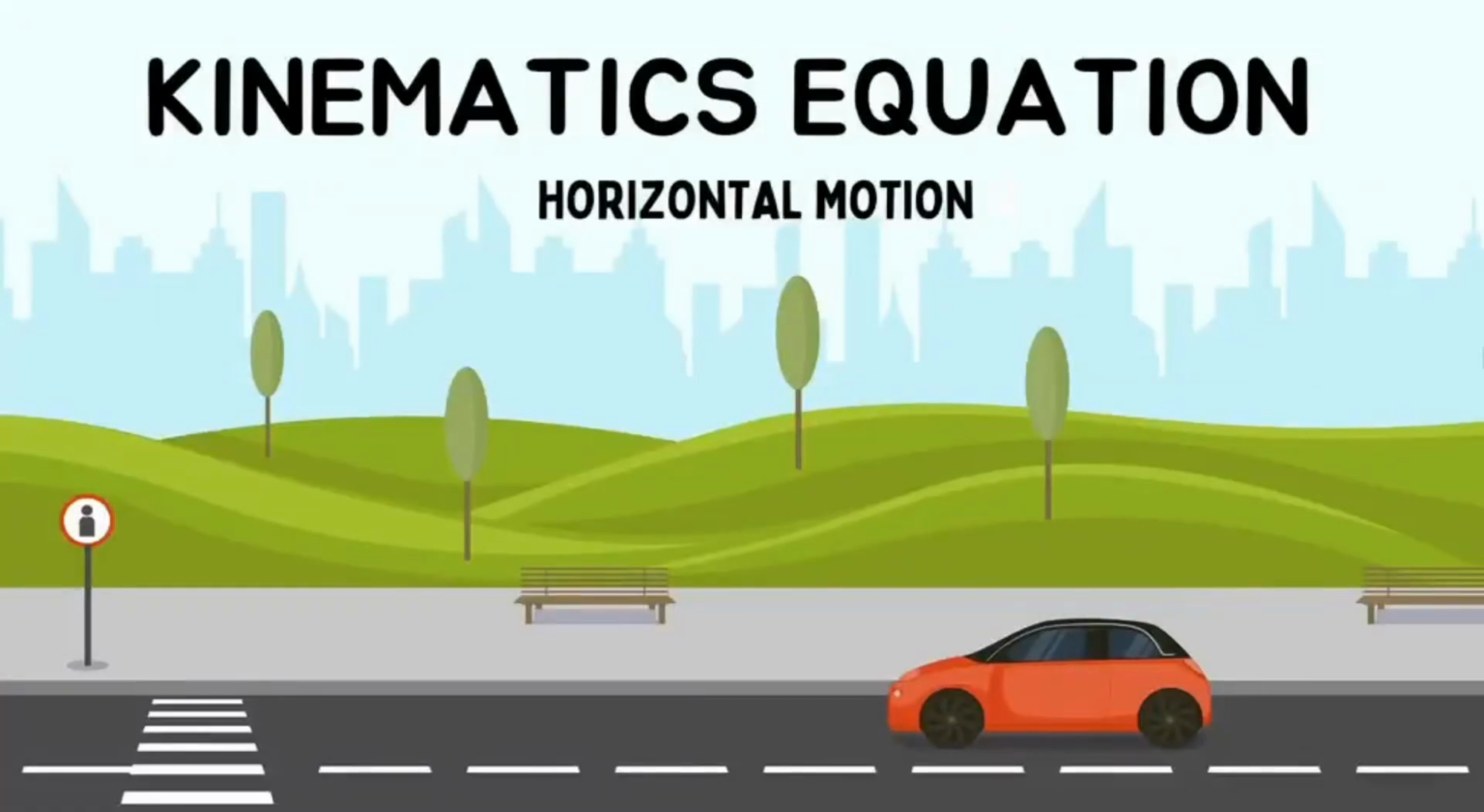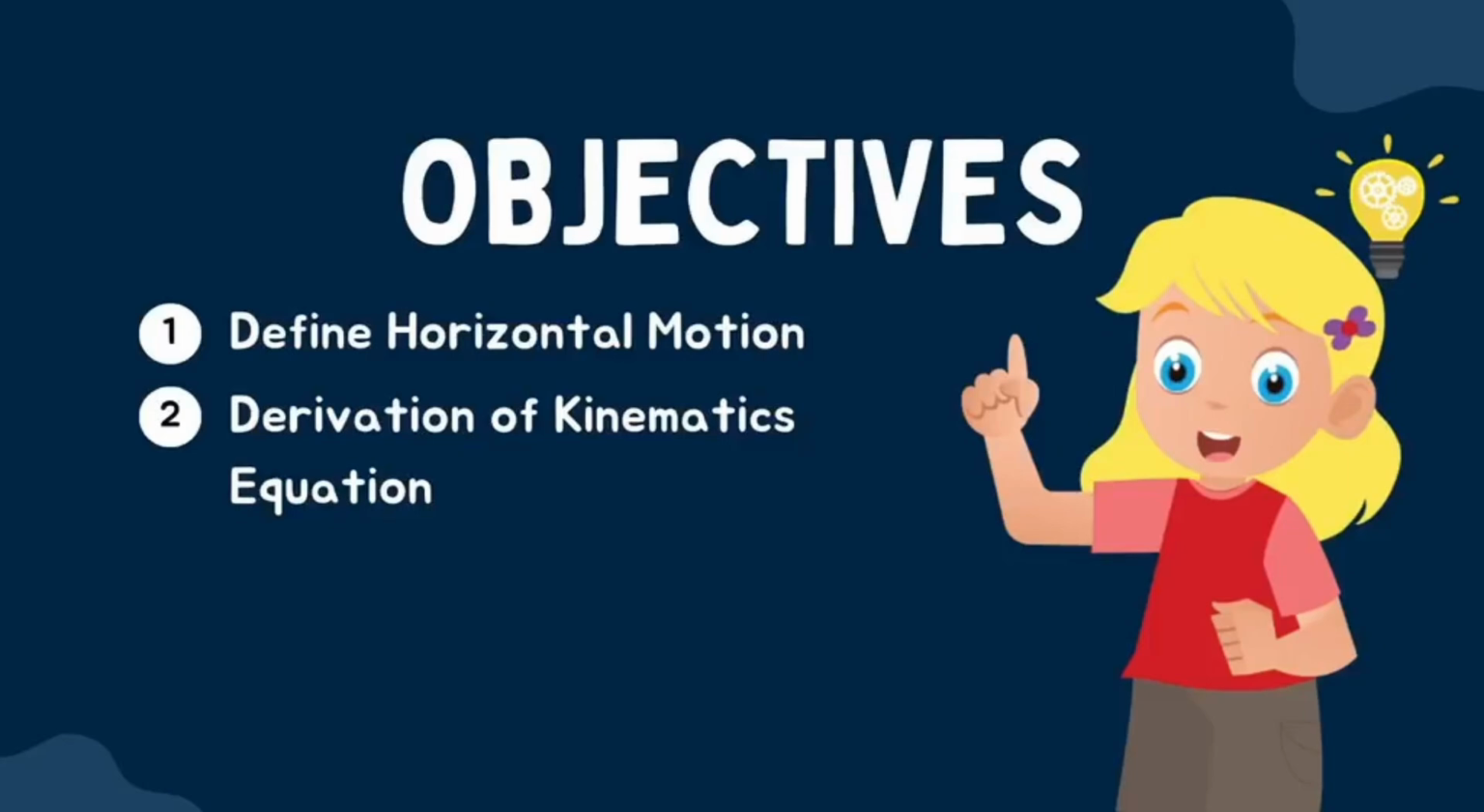So our lesson is kinematic equation, horizontal motion. Our learning objectives are to define horizontal motion and the derivation of the kinematic equation.